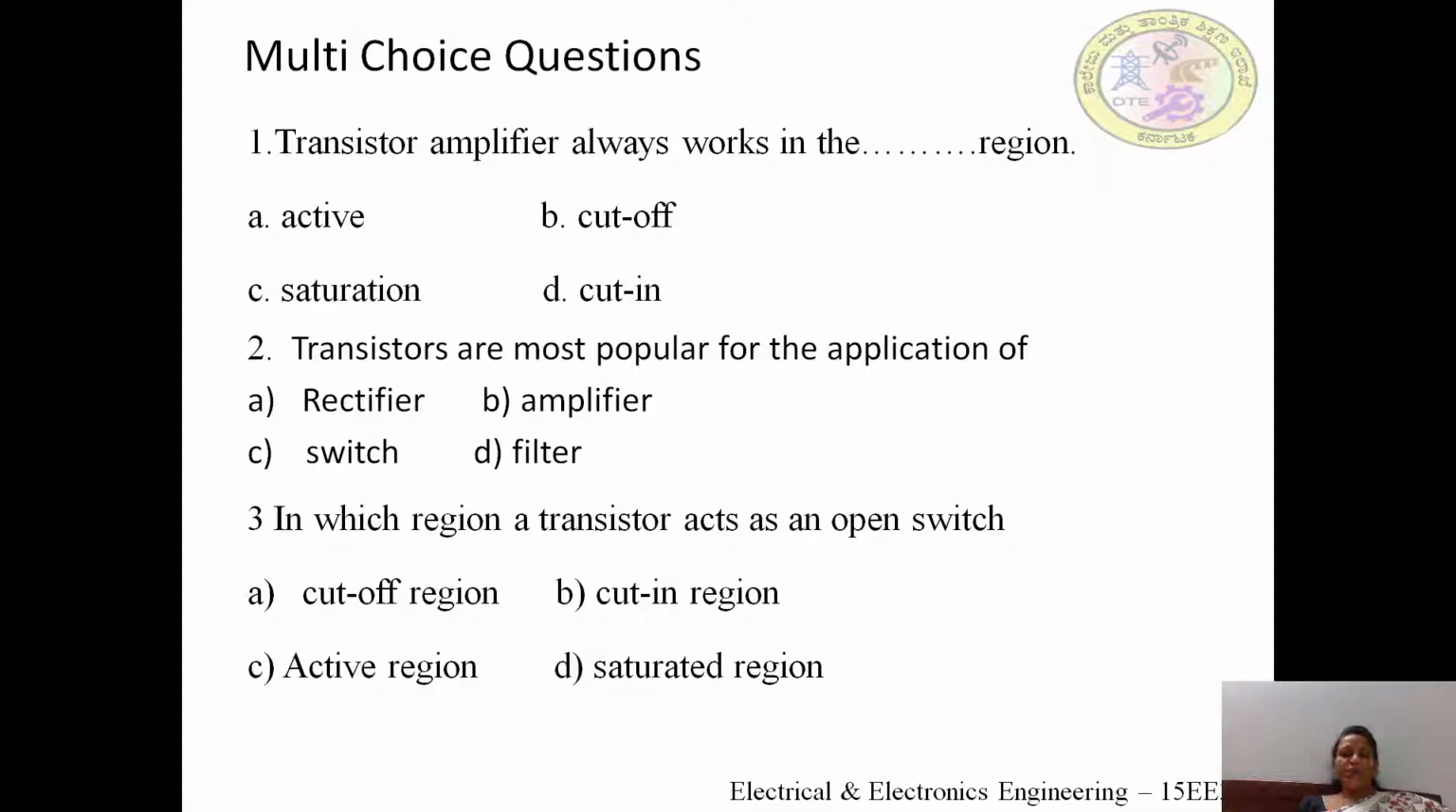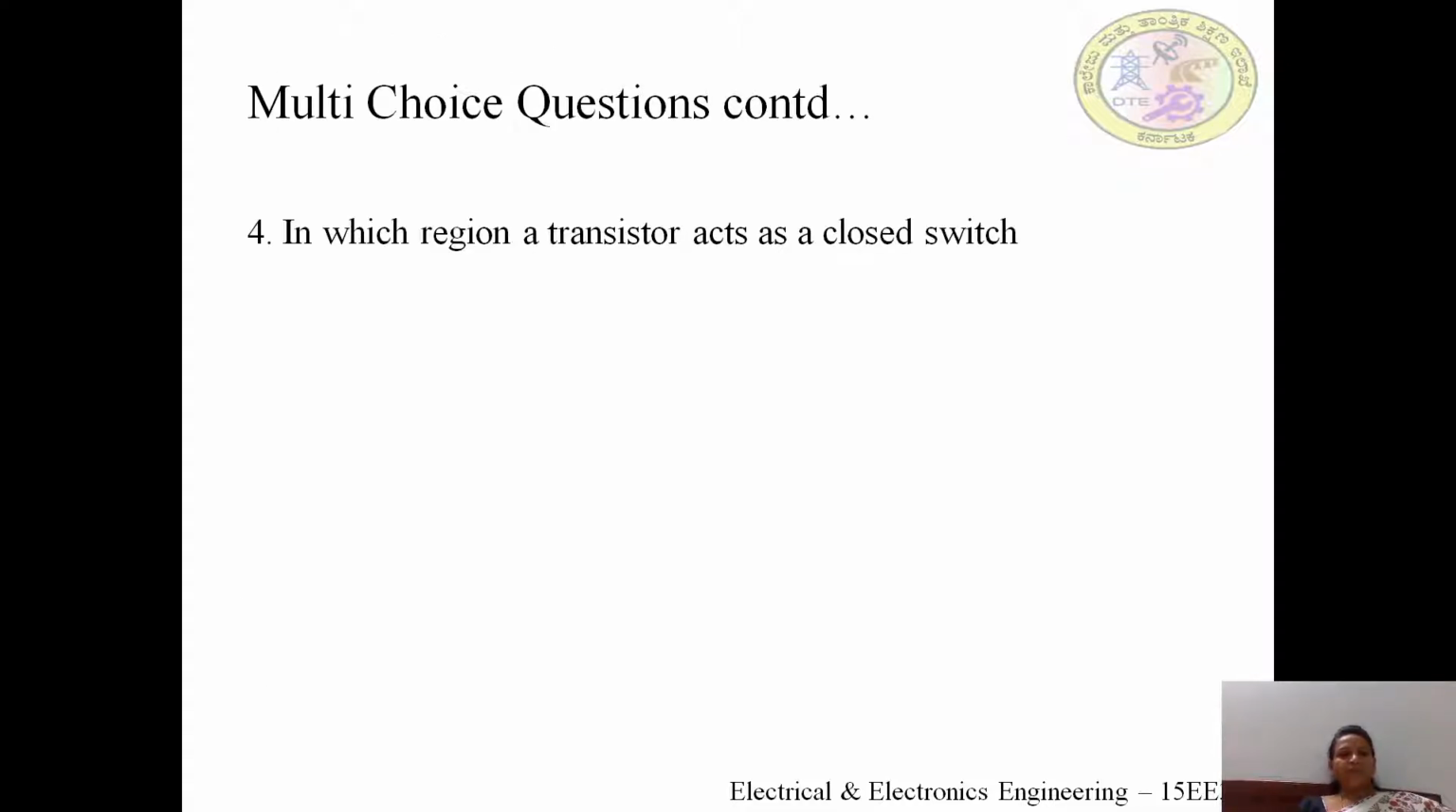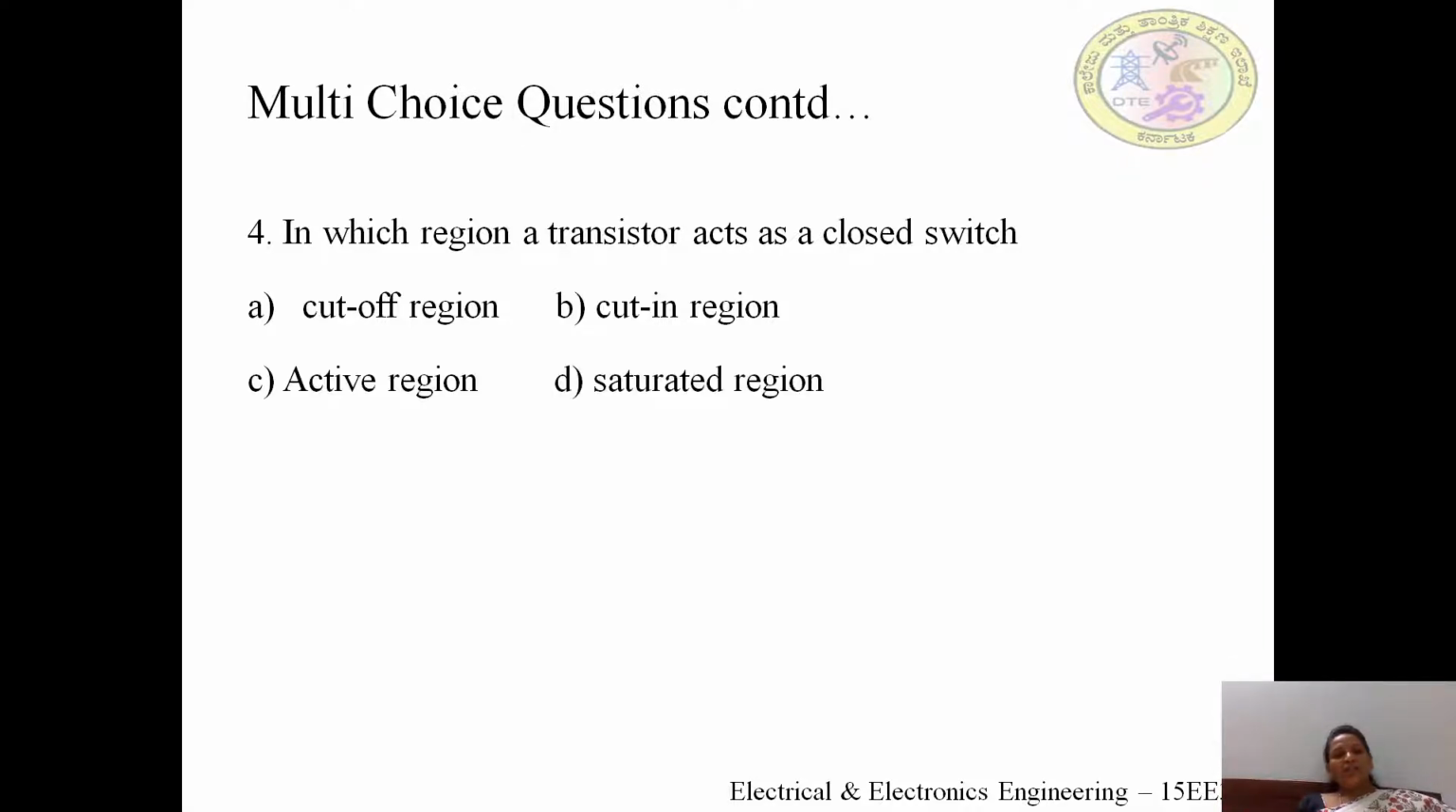Let's continue with the next question. Fourth question, in which region does a transistor act as a closed switch? We already know the answer. Let's see the options. Option A is cutoff region, B is cut-in region, C is active region, and D is saturated region. For the transistor to act as a closed switch, it has to be operated in the saturated region. Yes, option D is the right answer.